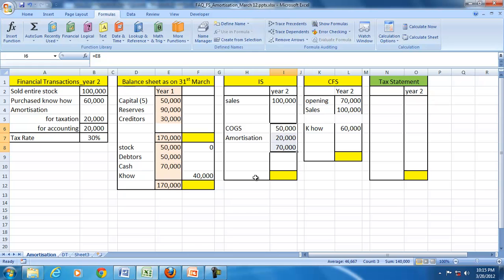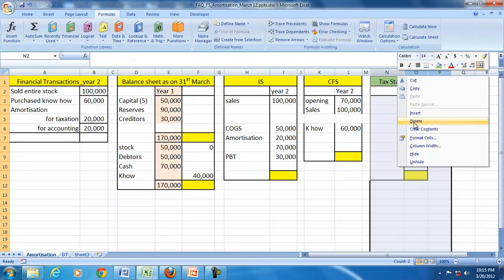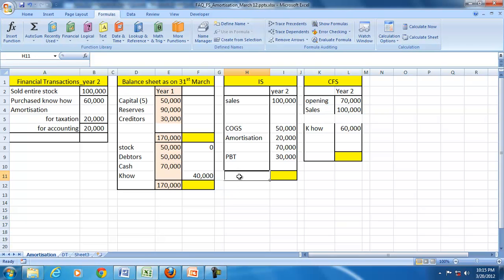Total expenses is 70,000. The PBT is equal to 100,000 minus 70,000. For the time being, we'll ignore taxation, so this is not important at this juncture. Assuming that tax is not there, the PAT is 30,000 minus 0 tax, that is 30,000, and we transfer the entire PAT to the reserves. So the income statement is done.